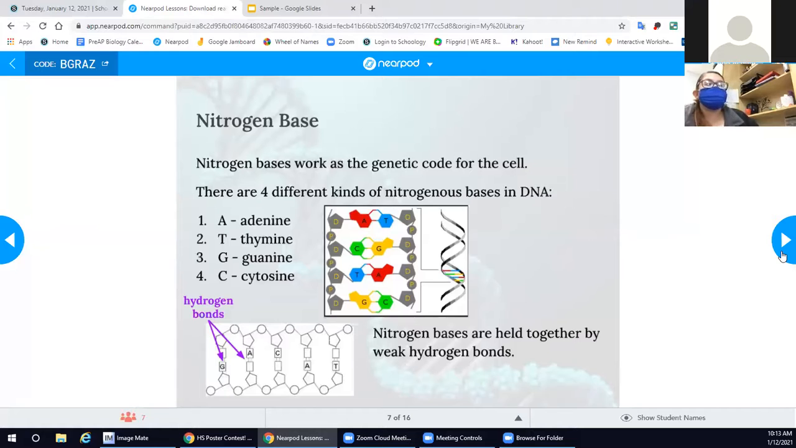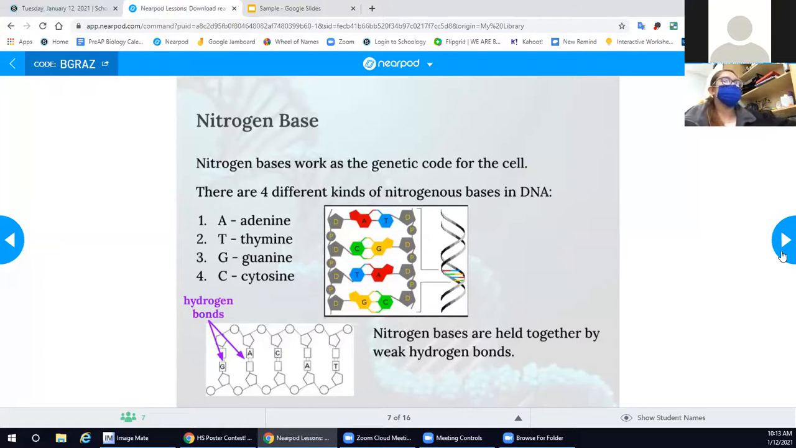These nitrogen bases are going to be connected to each other in the center of the ladder with hydrogen bonds. And those hydrogen bonds are really weak. They're weak because we need to break them apart so that we can make more copies of our DNA. So again, they're really, really weak.